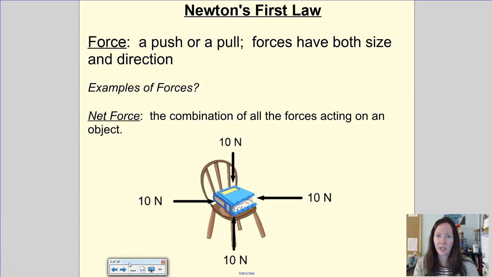So take a second here, pause the video if you need to, jot down some examples of forces that you can think of in just day-to-day world.